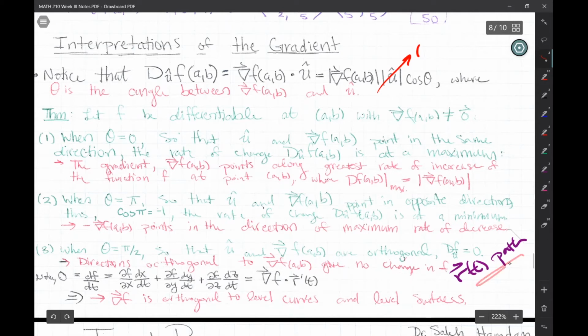I mean, r of t is a path that would keep us on a level curve or level surface due to this relation here. So this is basically telling you you are on a level curve or level surface. The derivative of the function, the height of the function, is constant along that path. We then have that the gradient is orthogonal because this dot product is 0. The gradient is orthogonal to level curves and level surfaces.